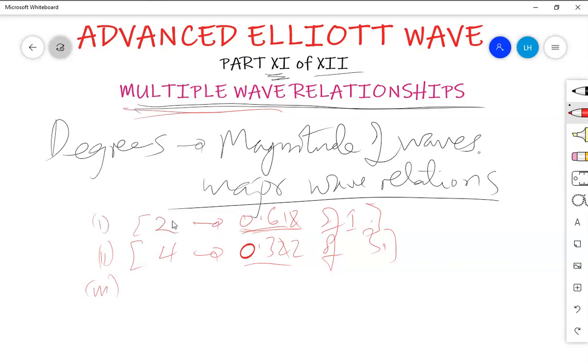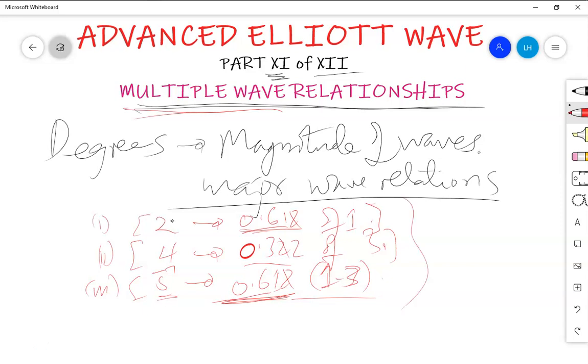Now, another type of relationship which is very common is between the fifth wave, the first wave and the third. Normally, in most cases, the fifth wave is equal to 0.618 of 1 to 3. So if you measure the Fibonacci extension, which is most common, from the first wave to the third, we expect the fifth wave to extend by 0.618 of the 1 to 3. This is another type of relationship.